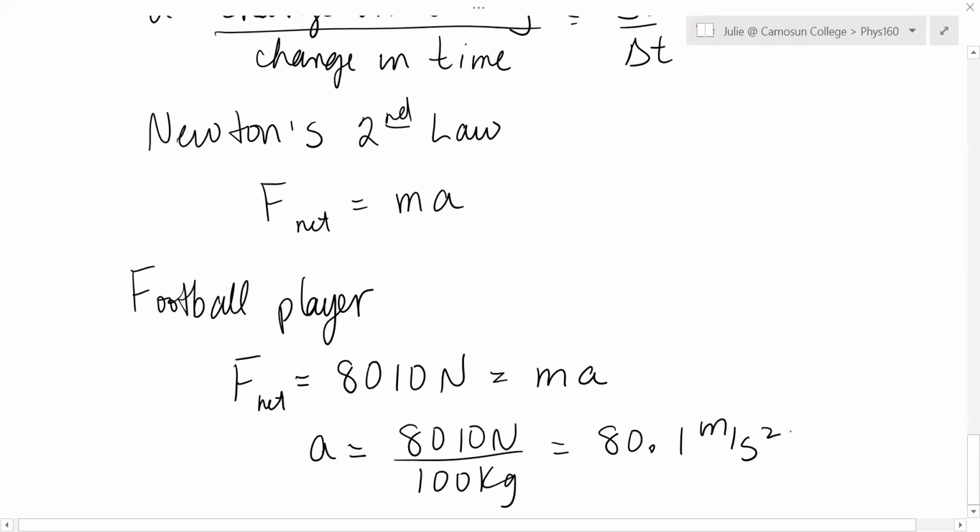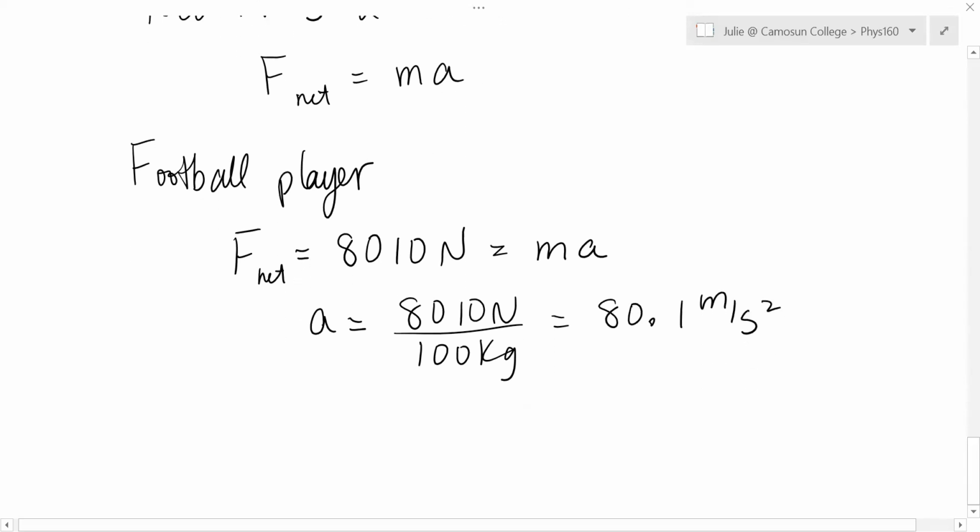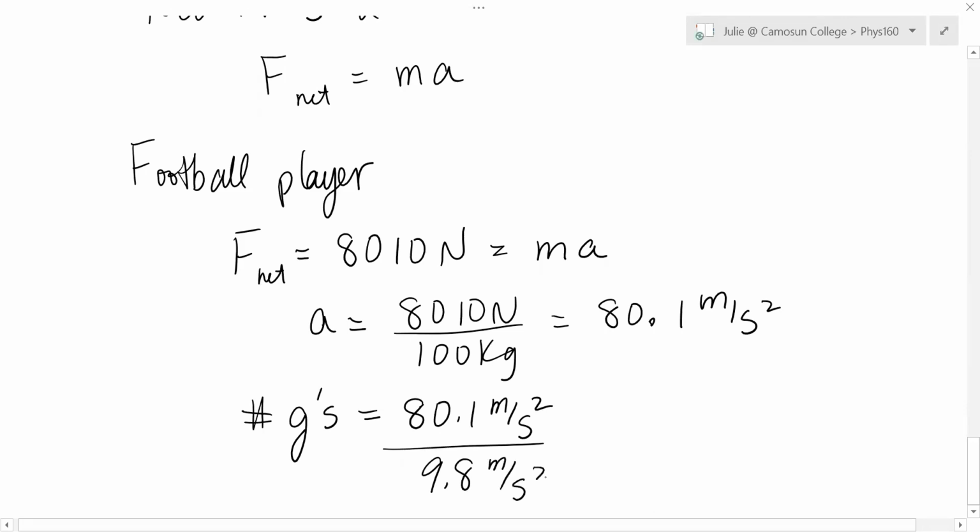And to quantify that, what we often do is calculate the multiples of g. So we say, how many g's is that? So we divide by 9.8, and the number of g's is 80.1 divided by 9.8. And that's about 8 Gs. Anyways, that's about 8 Gs. Now that's a huge acceleration.